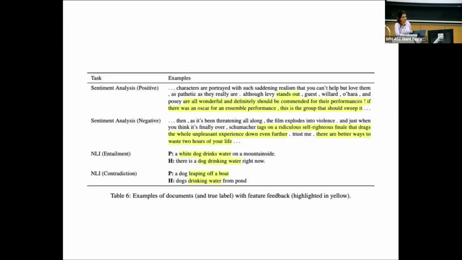Now we'll go through a few examples where we use it. This is an example of sentiment analysis, where the network is trying to predict some sentiment, and it highlights the portion of the sentence that the network paid more attention to while predicting the particular sentiment. You can see all of that highlighted in yellow here.